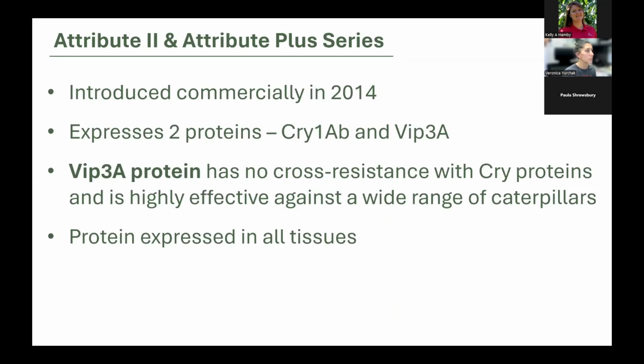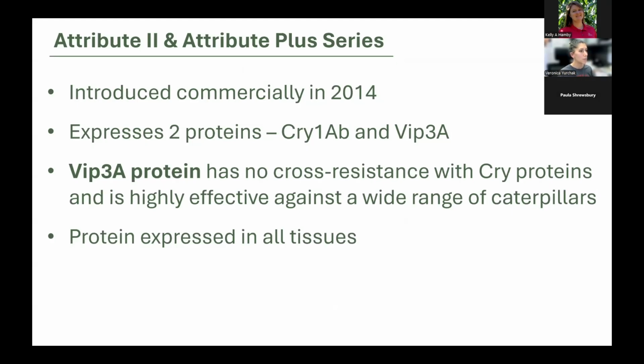These were introduced back in 2014, and they contain two insecticidal BT proteins. The original Cry1 protein that was in the Attribute 1 trait stack, and now also a protein called the VIP protein, or VIP3A. This has no cross resistance with the Cry proteins. It's a very different kind of protein that attacks the insect differently, and it's very effective against a wide range of caterpillars. Again, the protein is expressed throughout the corn plant.